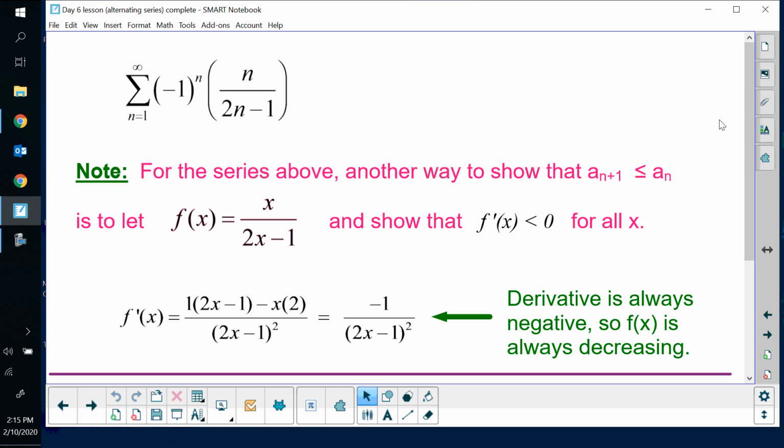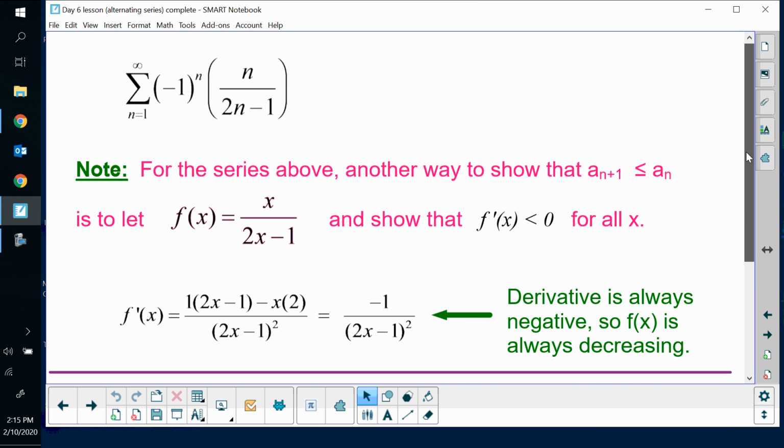Because this is so easy, we're going to show you one a little bit more challenging thing with this. Another way to show that each term is less than the one before it would be to show that the derivative is always negative. So if we did a quotient rule for x over 2x minus 1, that's what we have here, notice we get this. Denominator is always positive, numerator is always negative. So this derivative is always negative, meaning it must be decreasing all the time.